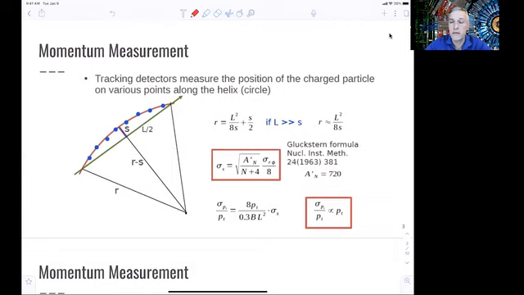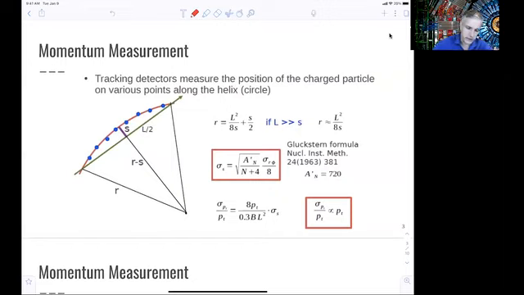So we have seen that particles, when they go through a piece of material, lose energy through ionization or Bremsstrahlung. And so what we have to do now is put some material in the way of the particle without really changing its momentum or changing its trajectory. So this is typically done with tracking detectors.